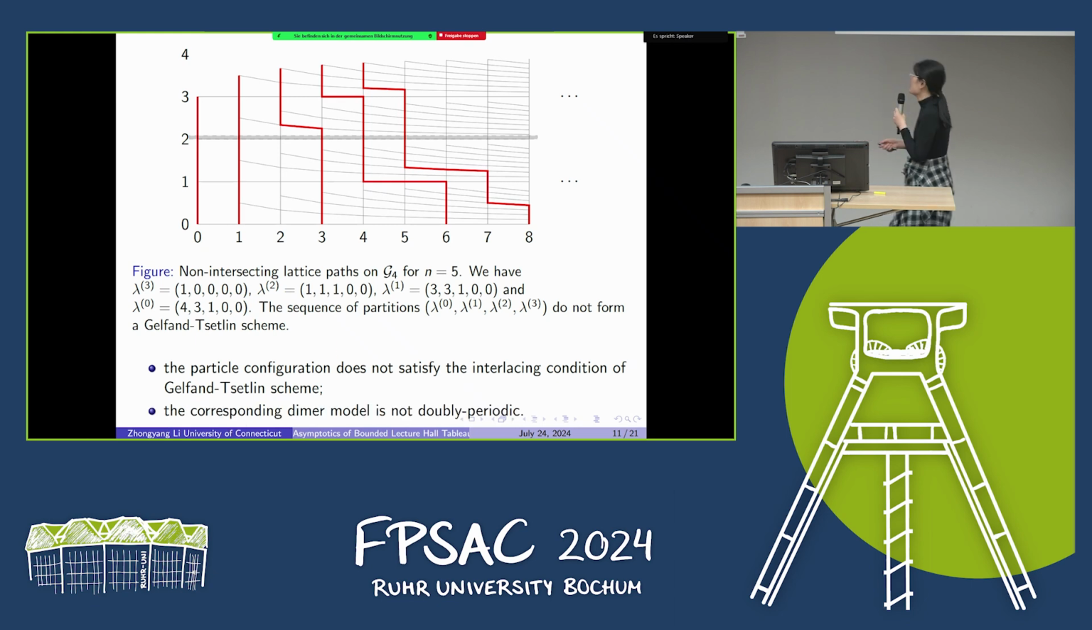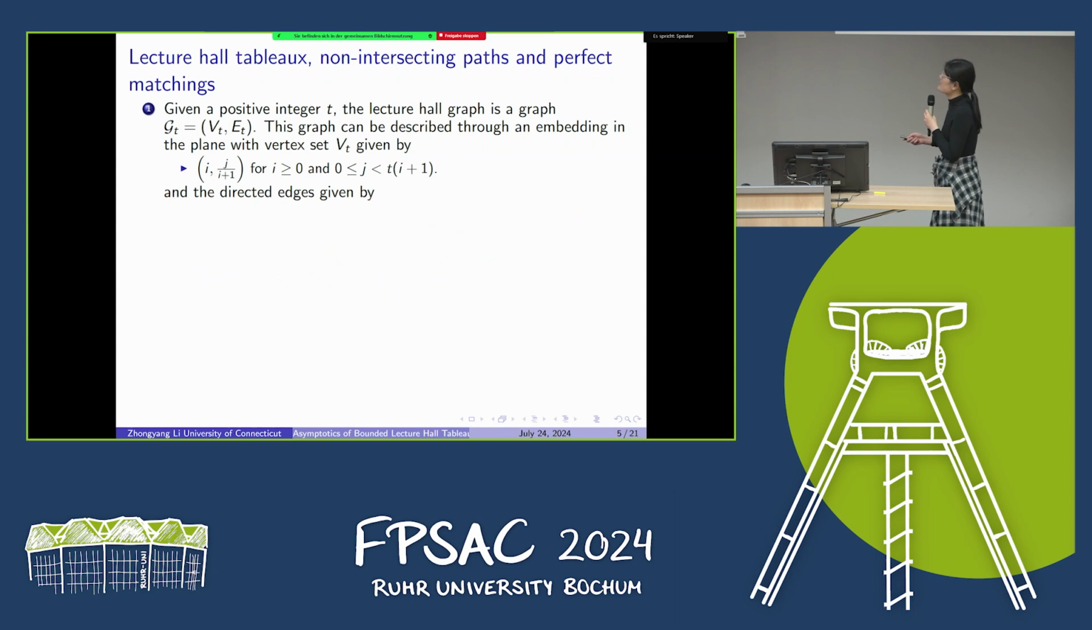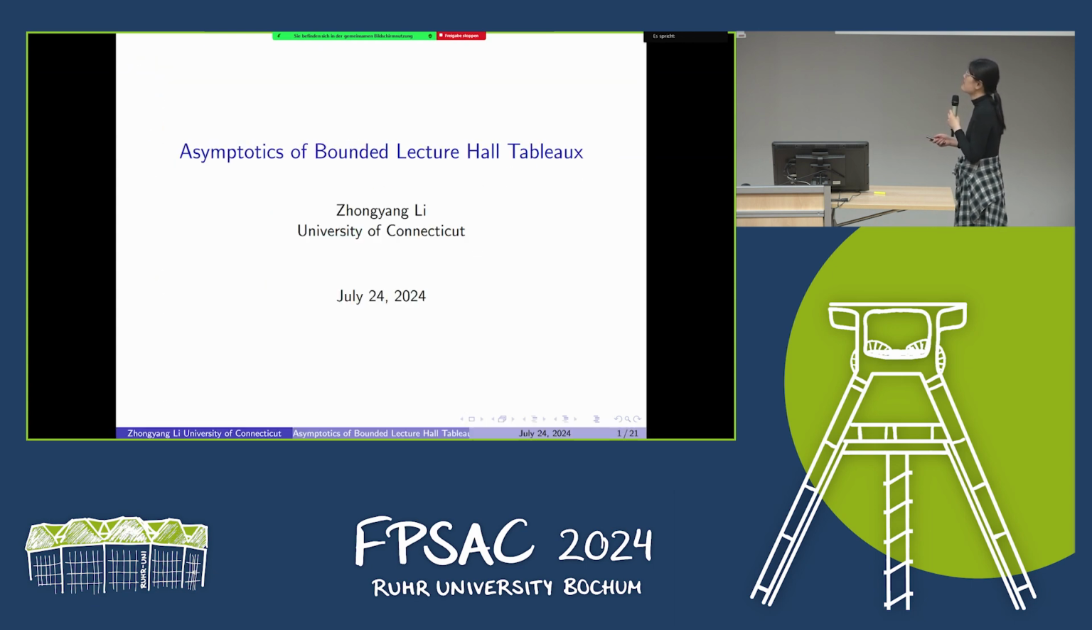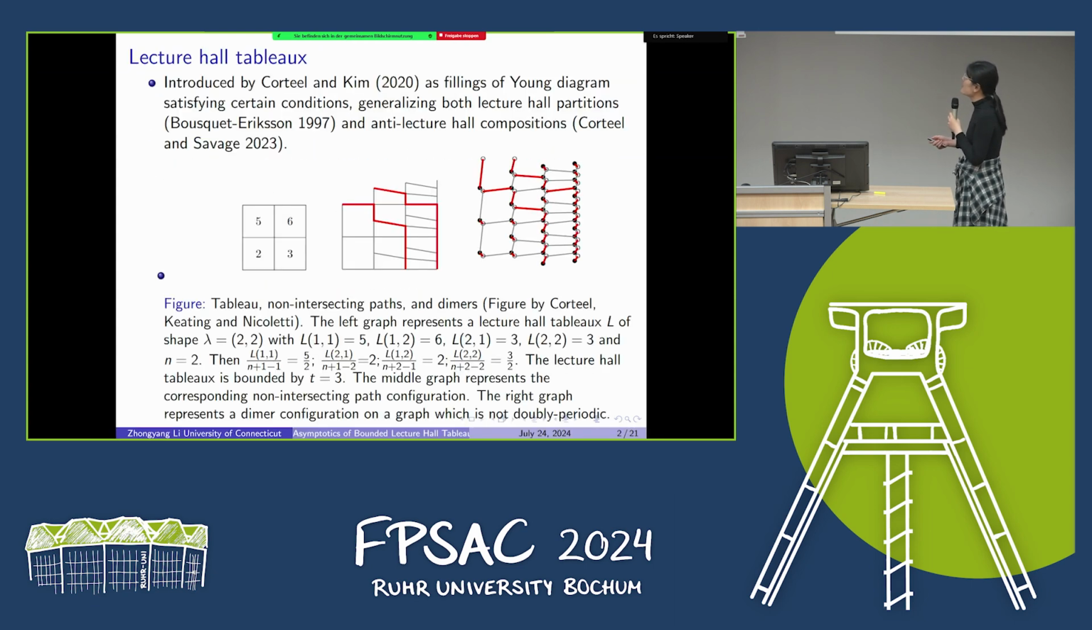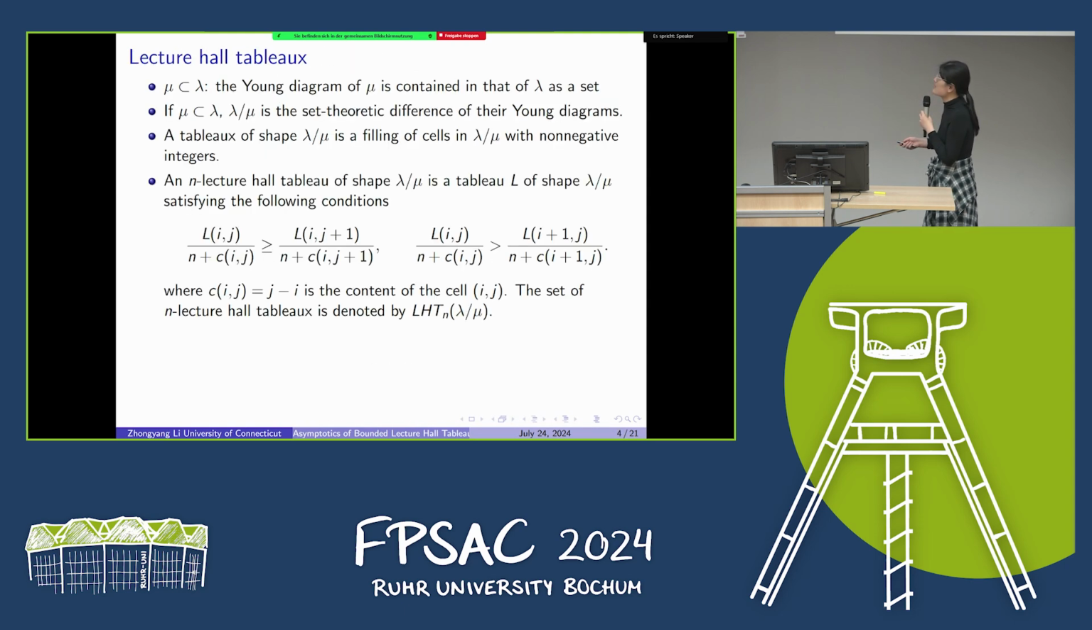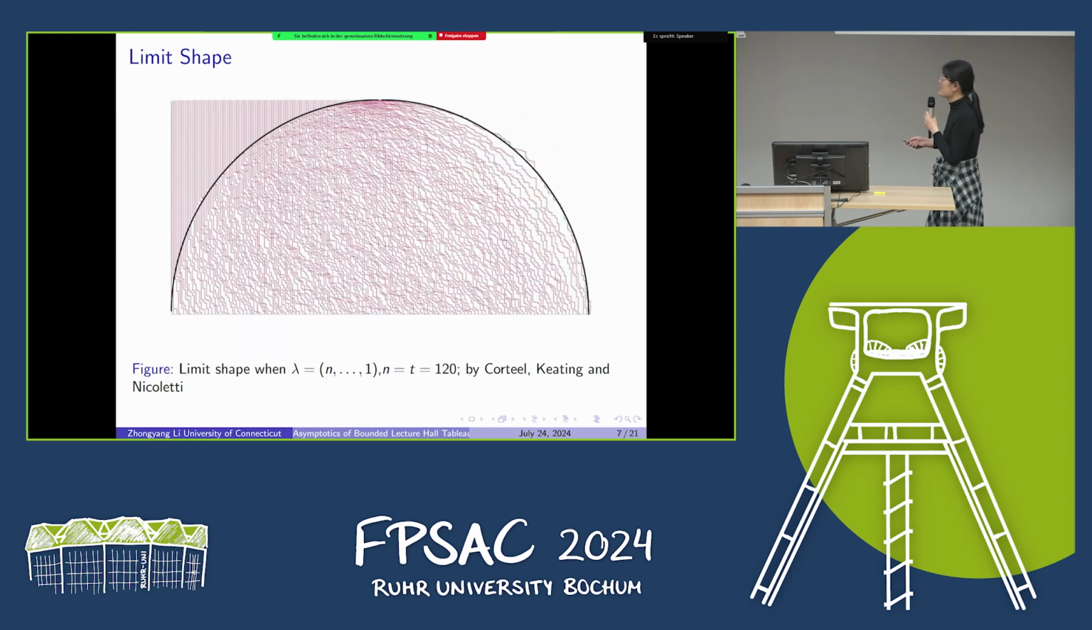Moreover, as in the picture before, here is the corresponding perfect matching, but this bipartite graph on which this perfect matching is defined is not doubly periodic, because we don't have a doubly periodic graph on which a perfect matching is defined. So this is basically not a model that has been well studied before because it has some unique characteristics.